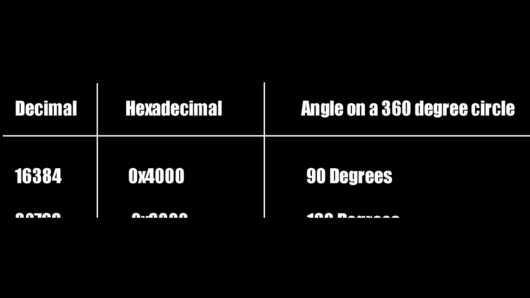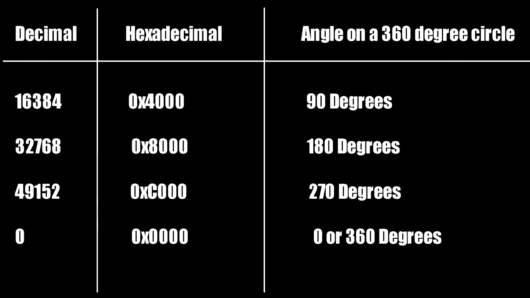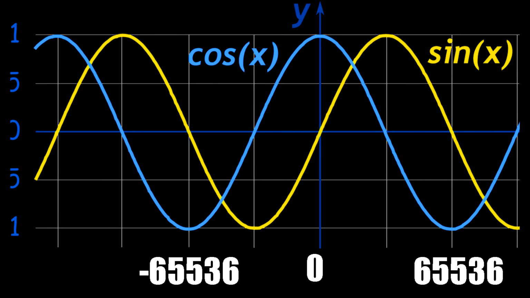When we're working with 65,536 angles, the cosine of an angle is equal to the sine of that angle plus 0x400.